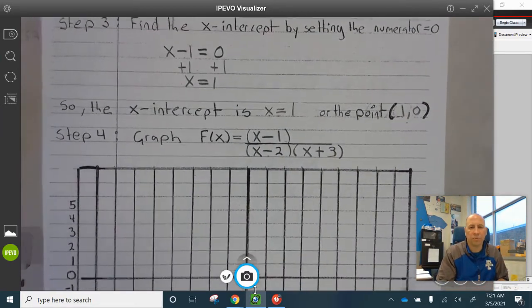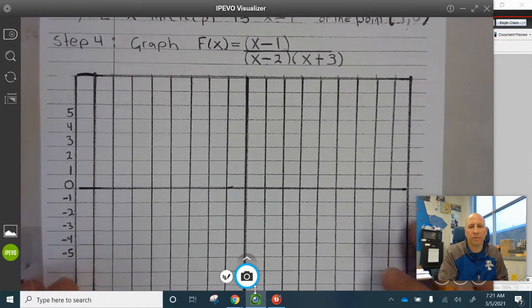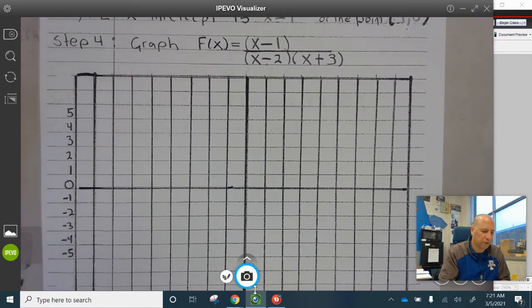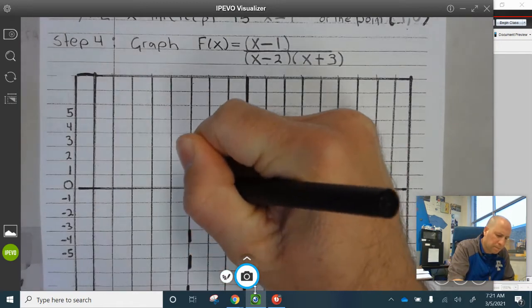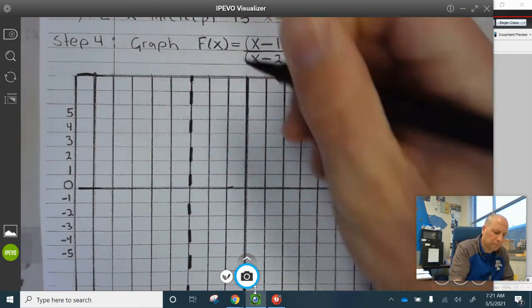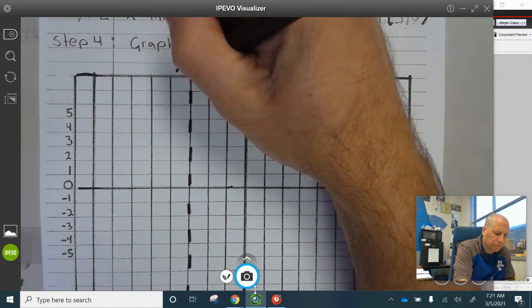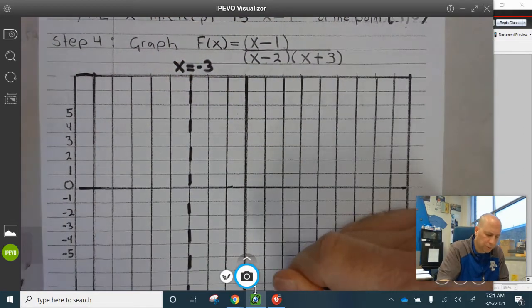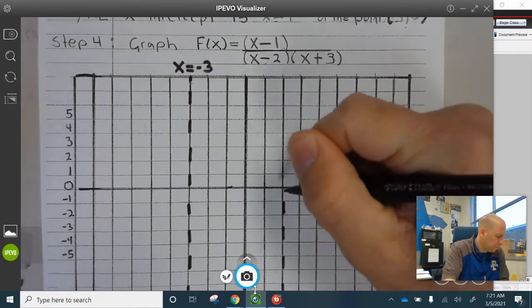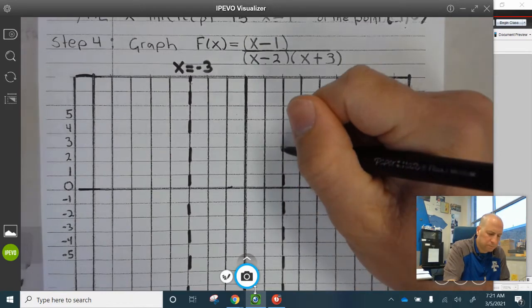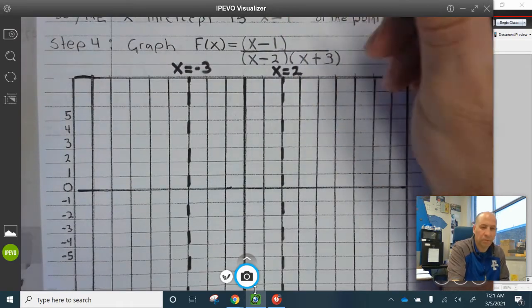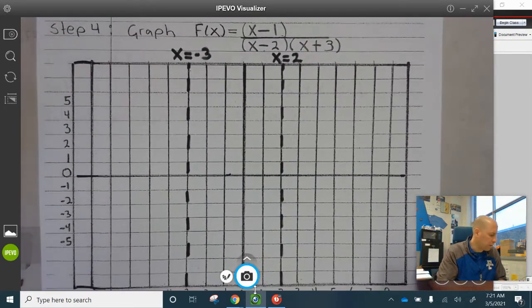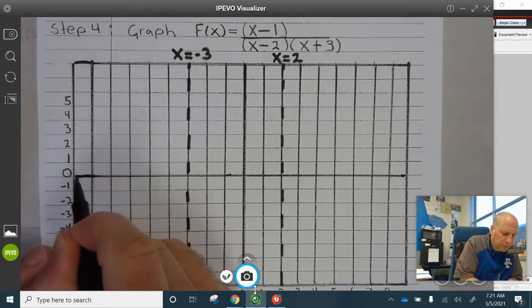So step 4, we're going to graph f of x equals x minus 1 divided by x minus 2 times x plus 3. First of all, we have vertical asymptotes at x equals negative 3 and x equals 2. And then we have a horizontal asymptote at y equals 0.